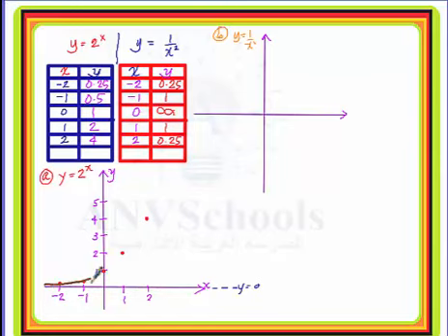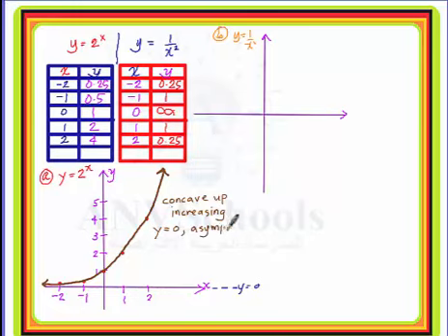So it's an exponential function. It is concave up. These are the properties. It's concave up, and increasing. Okay, and has an asymptote at y is equal to 0. That's the asymptote. Or y is equal to 0 is just the x-axis.